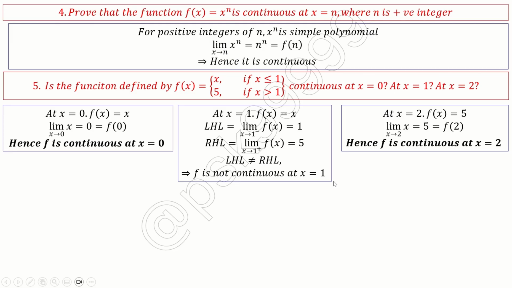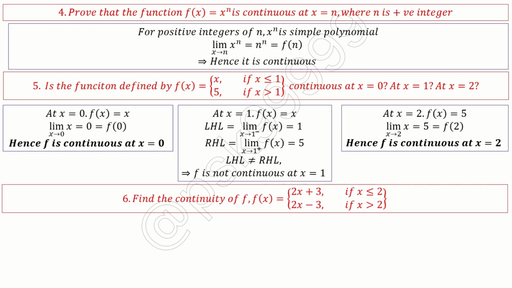And at 2, I have only one equation. At x equal to 2, f of x is nothing but 5, which is a constant function. So limit x tends to 2 of f of x is nothing but 5, which is equal to f of 2. So this is continuous at x equal to 2. So overall, this is continuous at x equal to 0 and x equal to 2, but not continuous at x equal to 1. Okay. So next, similarly, we will do this one also.